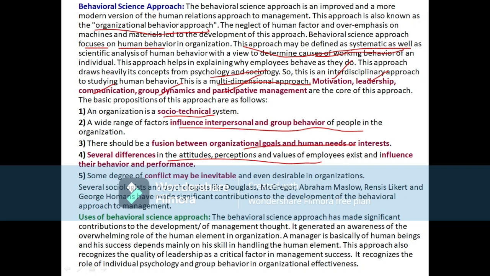Then, some degree of conflict may be inevitable, meaning we cannot escape it; it will definitely occur. Some degree of conflict may be inevitable and even desirable in organizations. It leads to solving problems and coordinating the people, and all these aspects can be seen whenever conflict arises. Several sociologists and psychologists like Douglas McGregor, Abraham Maslow, Rensis Likert and George Homans have made significant contributions to the development of the behavioral approach.